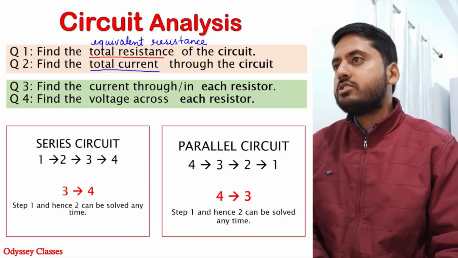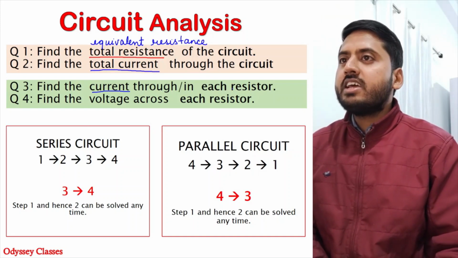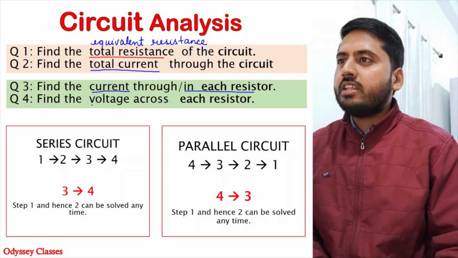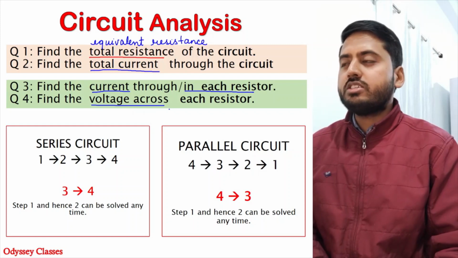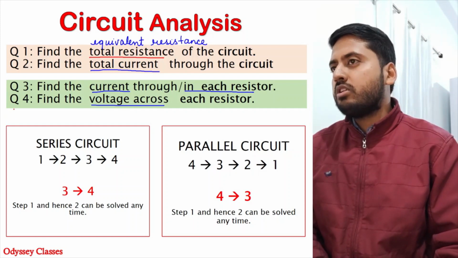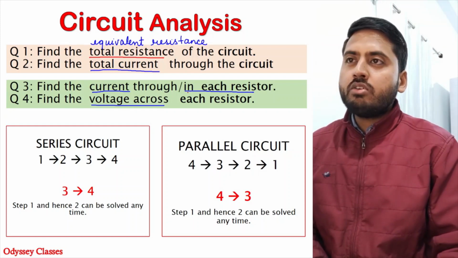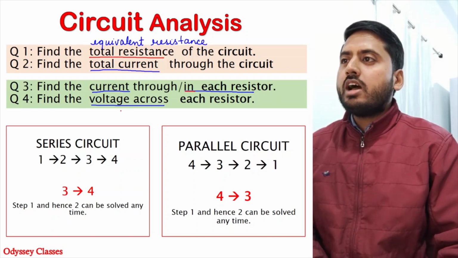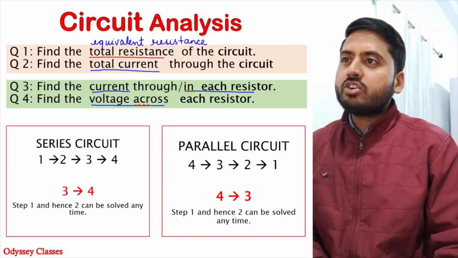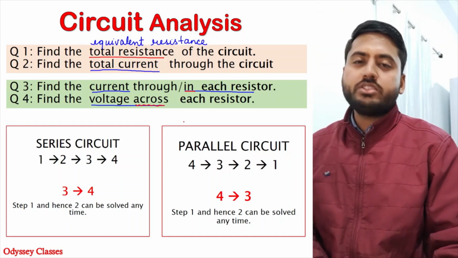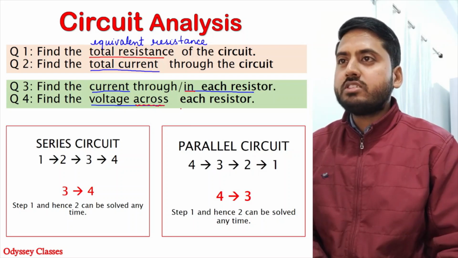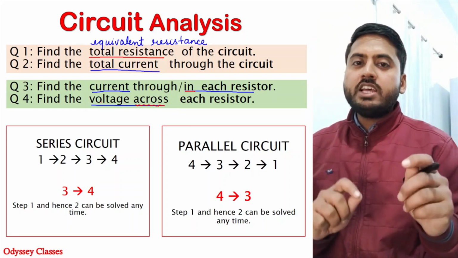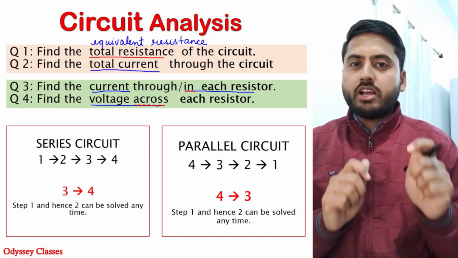The third is to find the current in each resistor, and the fourth one is to find the voltage across each resistor. Here there is a small grammar that we should take care of. We always say current in or current through, and we always say voltage across each resistor. Okay, so please take care of this grammar. Now that you know all these four questions, I would say learn all these four questions by heart. They are very simple.